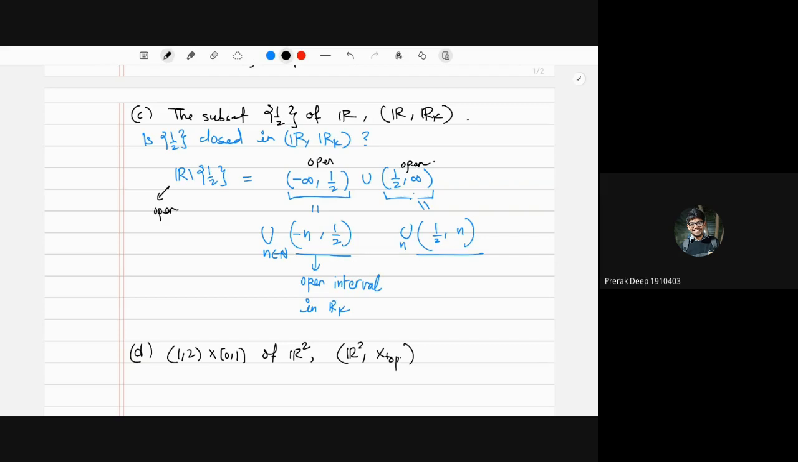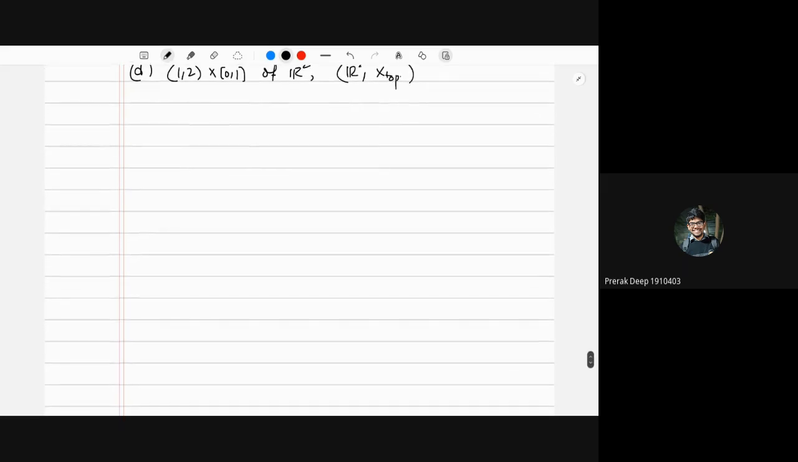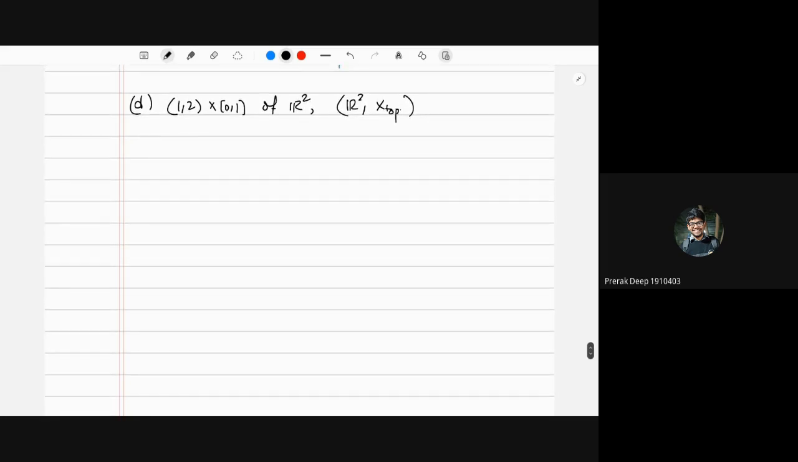Okay, so now let's move on to option D. In this option, you have been given this product of two sets. Now in the R2 topology, you need to say whether it is closed or not. What do you guess? Will it be closed, or open, or neither? Basically, you need to say whether it's open or closed in the product topology. Any guess?